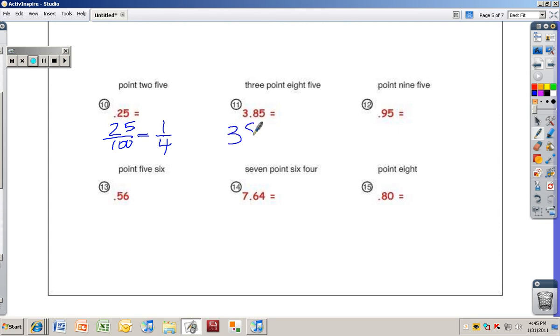How do I write this one? 3 and 85 hundredths. Good. And what do I need to write first? The 3. Good. And then what can I divide 85 and 100 by? 5. Can you do 85 divided by 5 in your head?